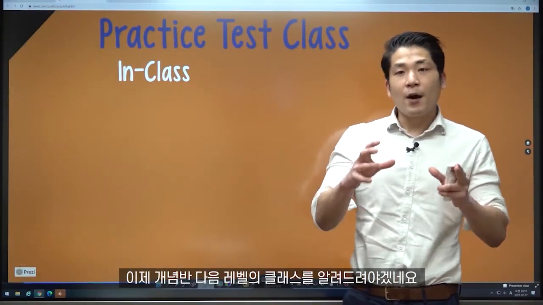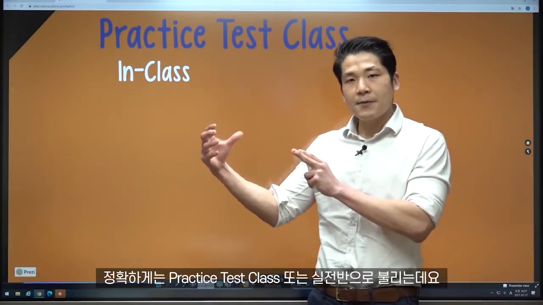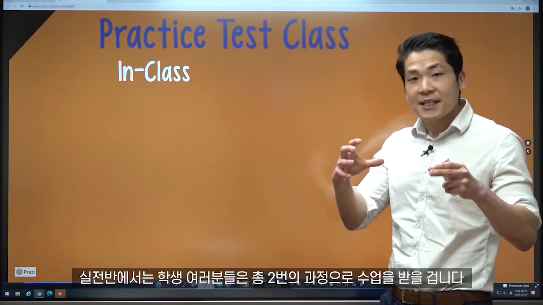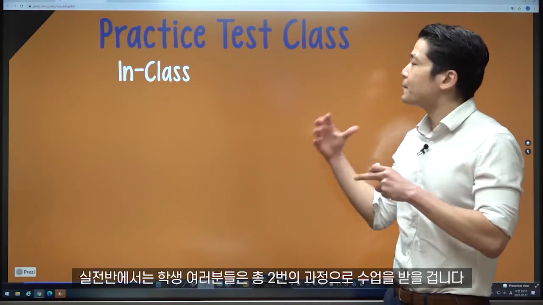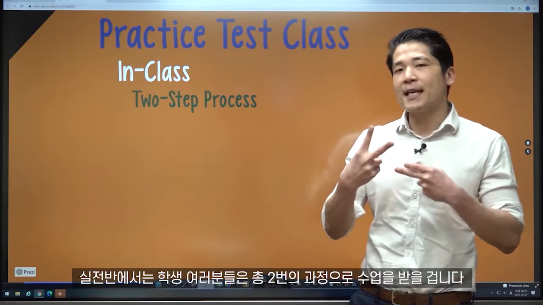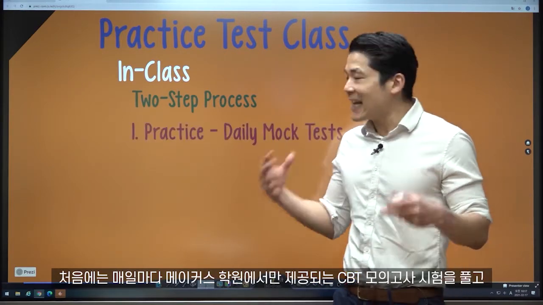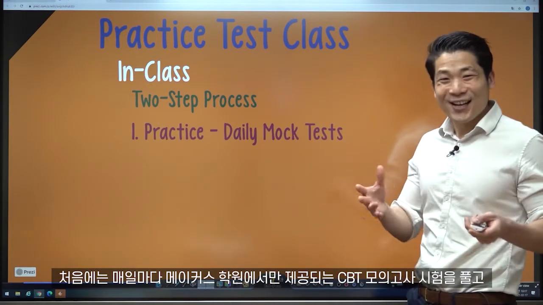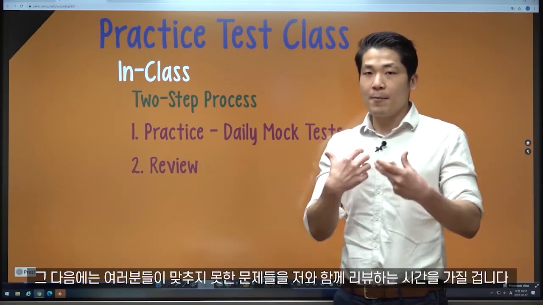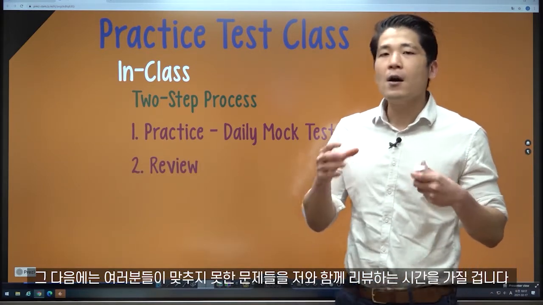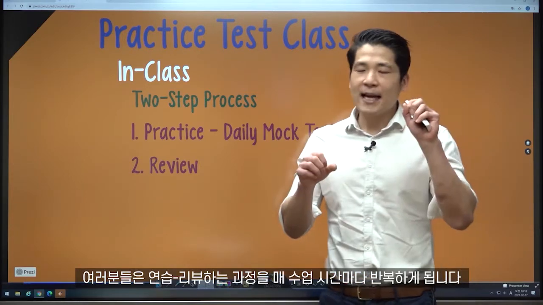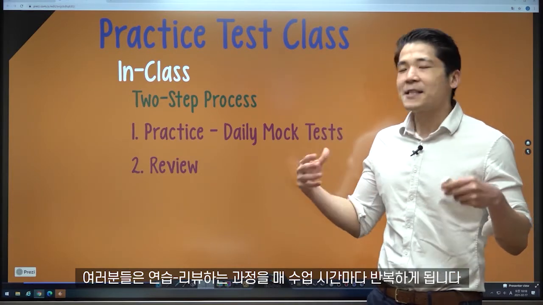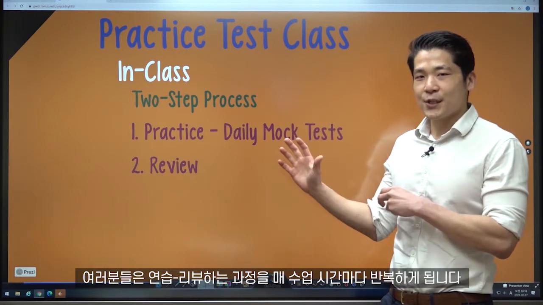Moving on from our concept class, we have our second class, which is our practice test class. It's also known as our 실전 level class. During class for the practice test kids, you'll be working through a 2-step process. First, you'll be taking daily mock exams based on our computer system, which nobody else offers. And secondly, you'll be reviewing with me all of the questions that you got wrong on those practice tests. So you'll be practicing and reviewing every day you show up to class. That's a really good way to learn for this level of student.